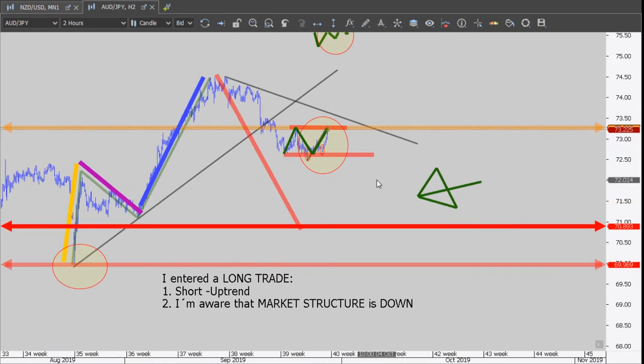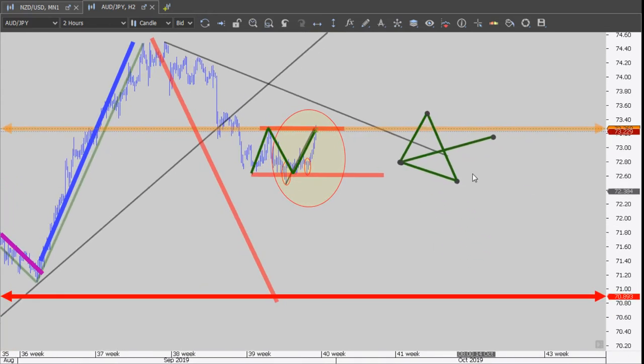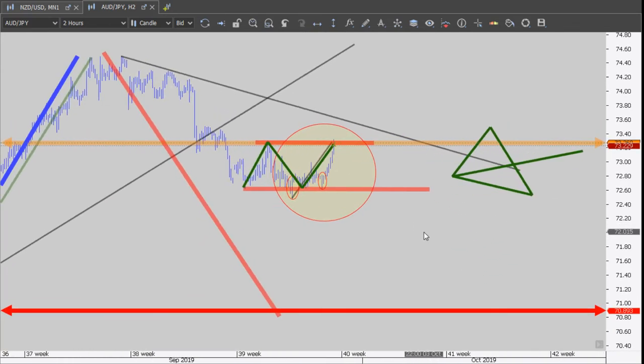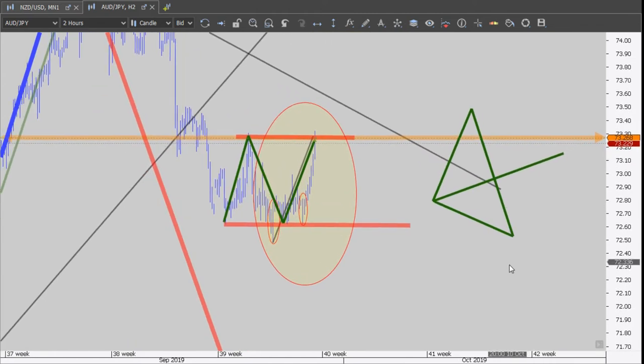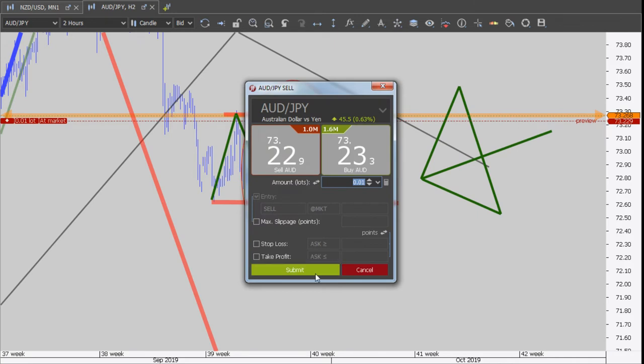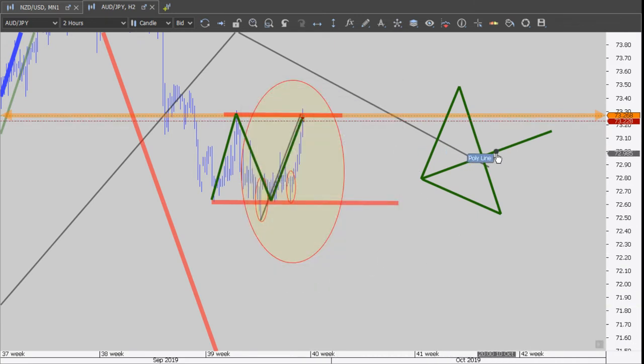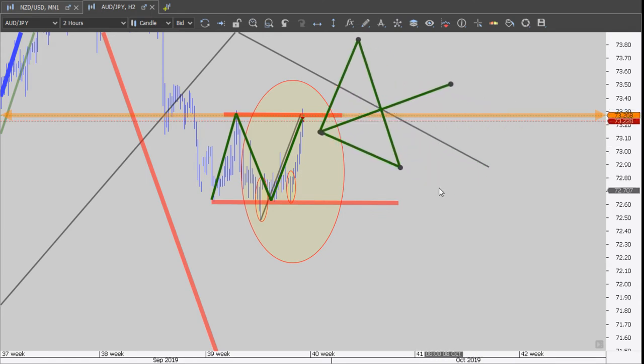Now, if we are locked inside the sideways movement in here, we shouldn't go long, number one, right? We should short the market. So I'm going to short the market, sell the market, short. I have another trade, short. Where should the stop loss go?